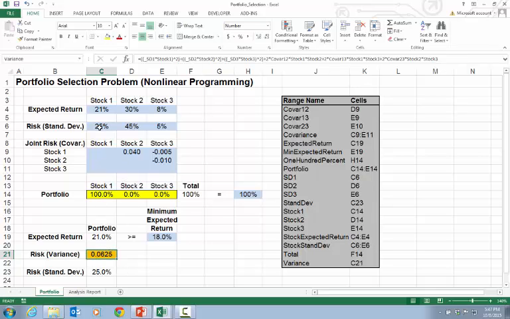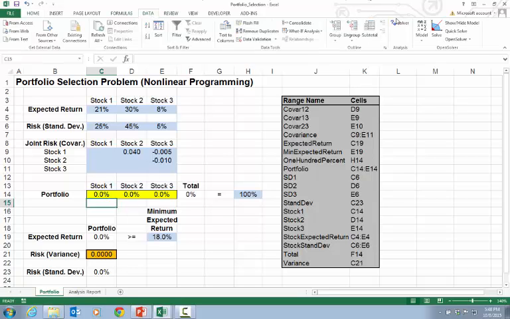So again, this is just simply 0.25 squared, which is now the representation for the variance of this particular portfolio where you're putting all of your money into stock number 1. And when we take the square root of the variance to get the standard deviation, we have it reported down here as standard deviation. So that's the model. Let's see what it does here.